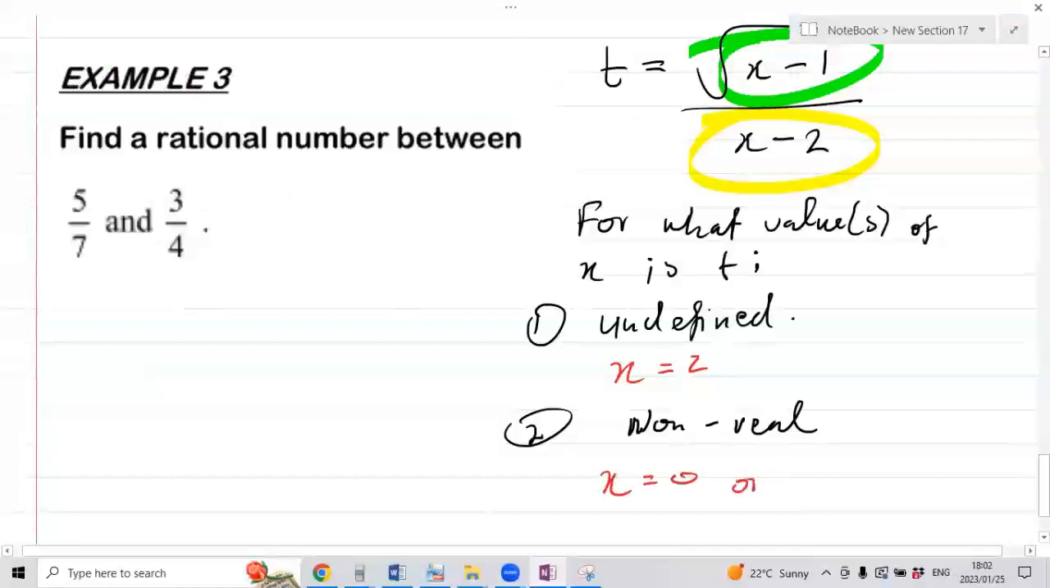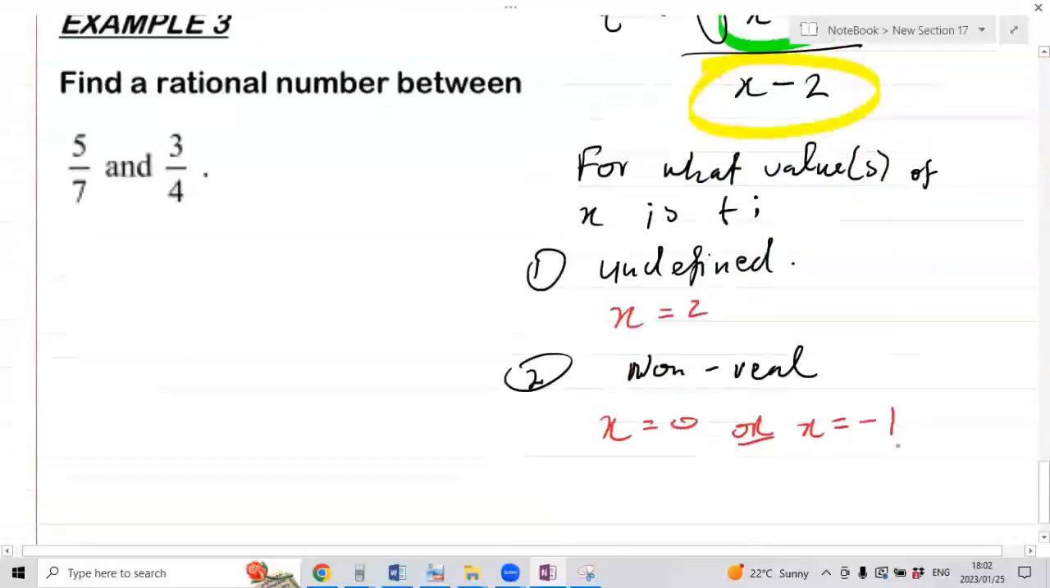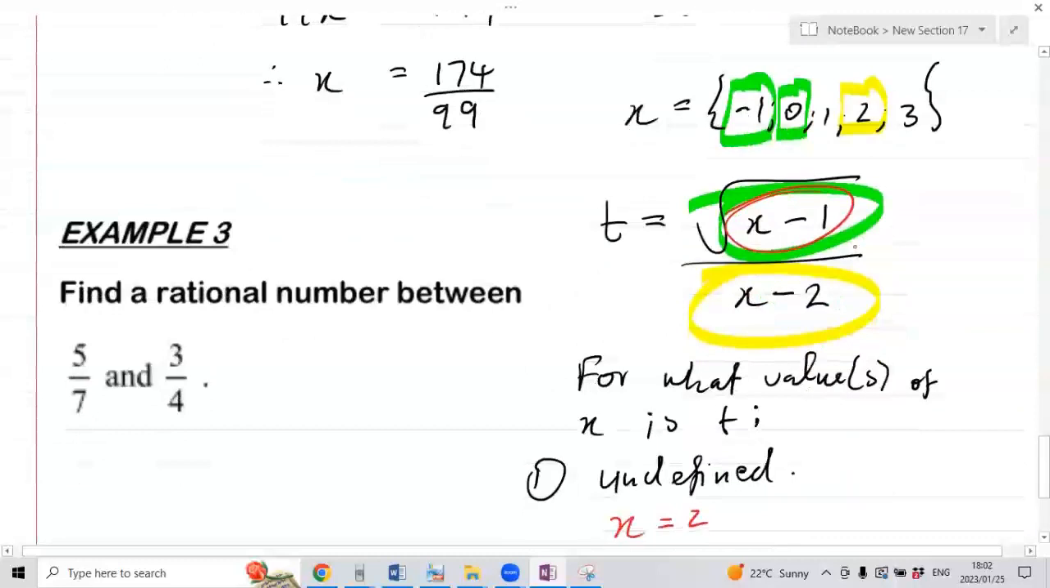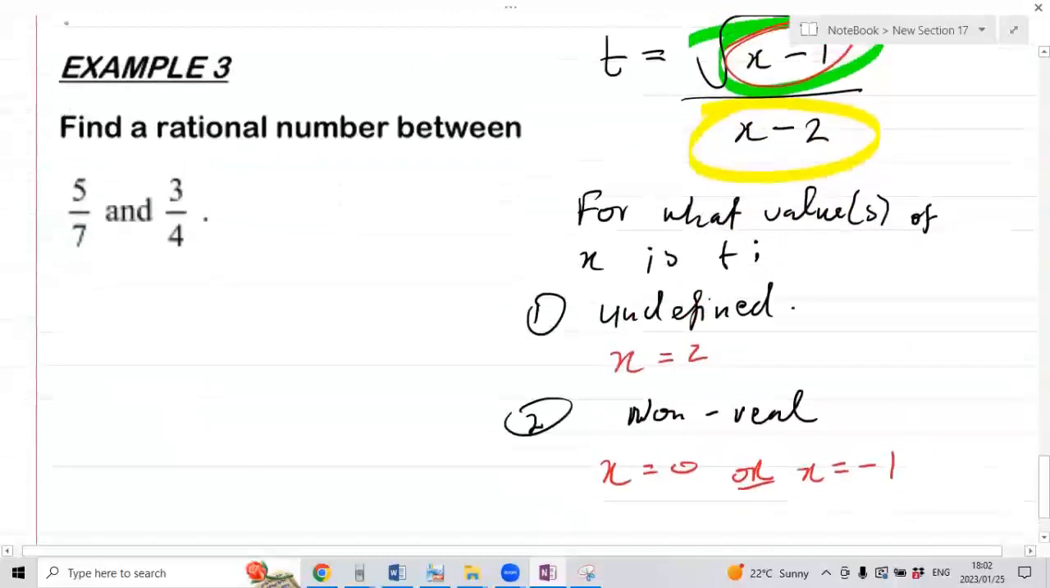Let's write it like this here: x equals 0 or x equals minus 1. Okay, 0 or minus 1. That will be non-real. Why? If you substitute, what do you get? 0 minus 1 is minus 1, or minus 1 is minus 2. So once I have anything that is negative underneath the square root sign, that is going to be non-real. Okay, that is a very, very nice question for you to understand for this section. Okay, let's move on then.